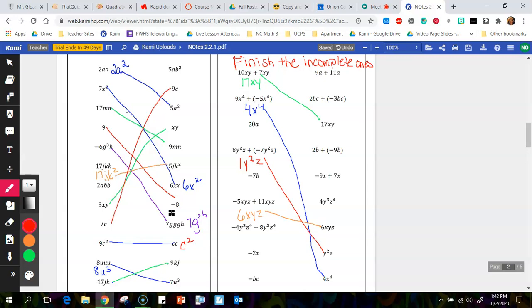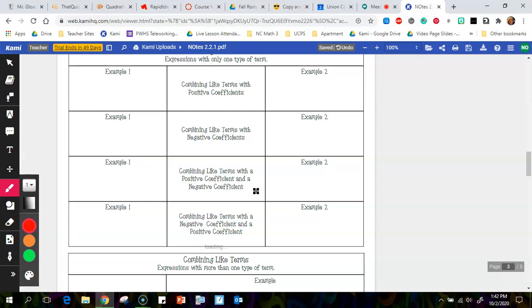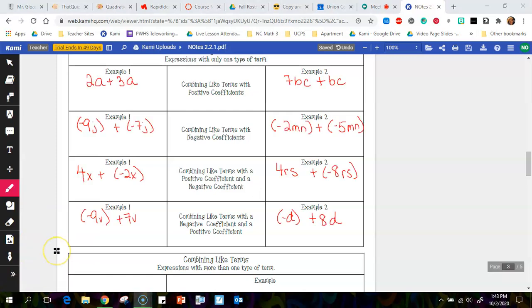Okay, so you finish this part. I'm going to move on to the next section. Combining like terms. Okay, let's do some examples here. I'm going to pause and I'm going to fill these in and then I'll come back. So you could pause your video and copy these down, or you can copy them as I go. And we're going to go through these really fast.